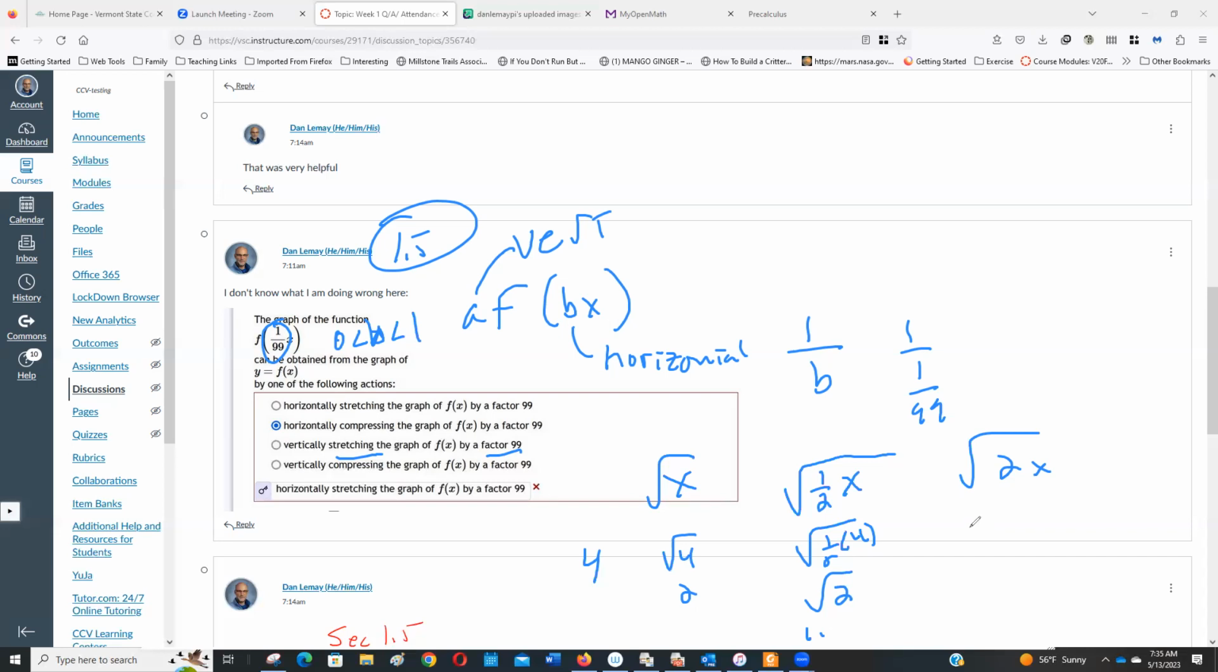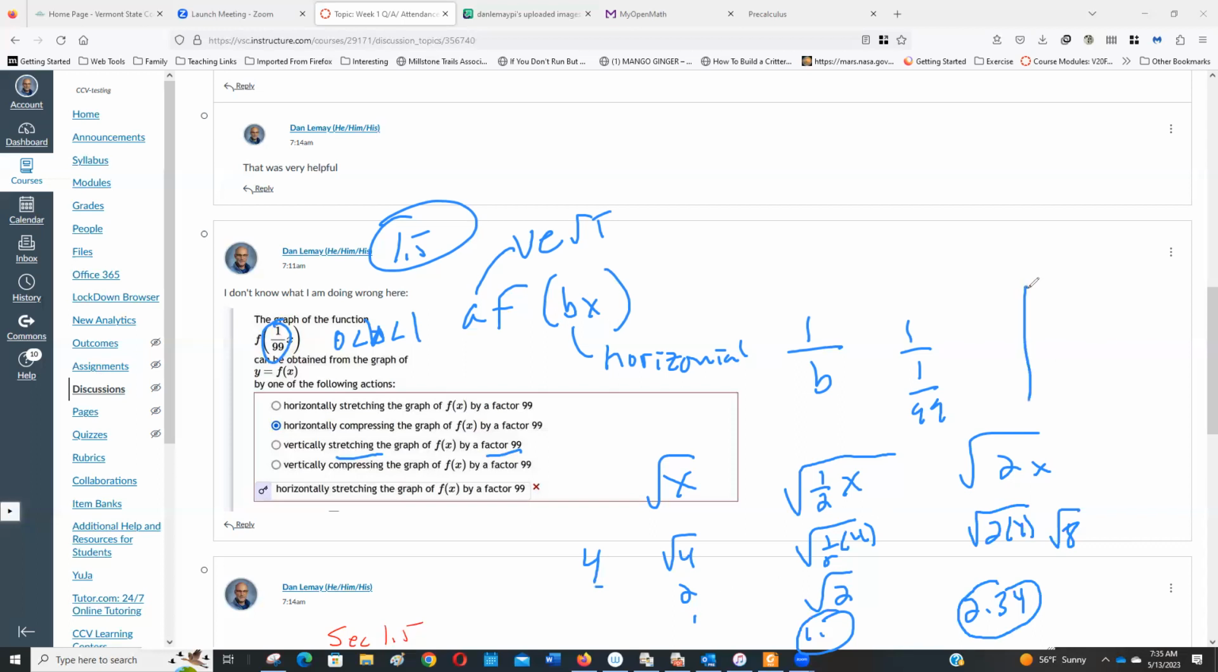And if I do the square root of 2 times 4, that is the square root of 8, well, that's going to be 2 point something, I don't know, 2.34, something like that. I'm guessing. I don't remember what it is. So do you see what happens? This is a stretch because it's taking longer to get to 2 at x equals 4. And this is a compression because it's higher than 2 at x equals 4.